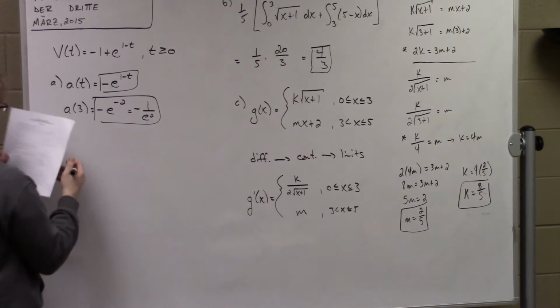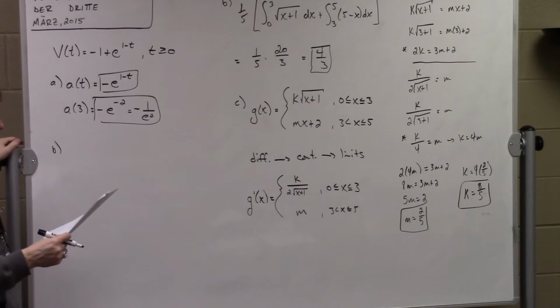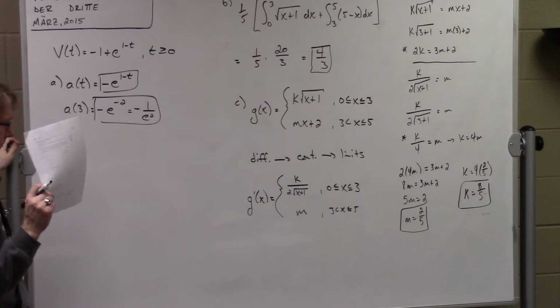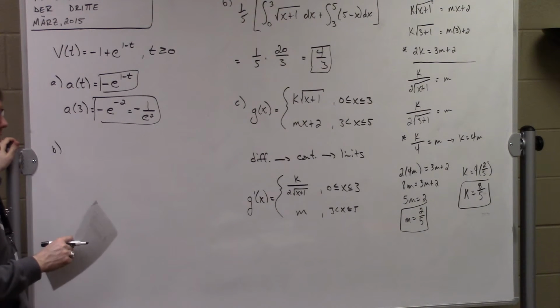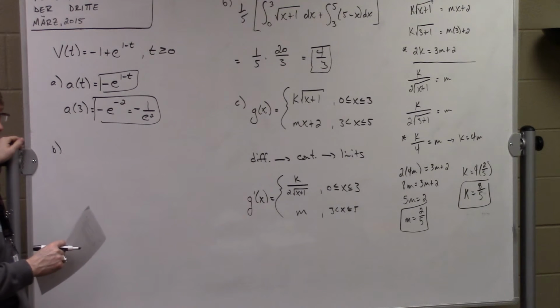Okay, B. Is the speed of the particle increasing at time 3? Y'all didn't do a great job on this one. Speed, you need to look at both velocity and acceleration. If they're both positive or both negative, then you're speeding up. If one is positive and one is negative, then you're slowing down.